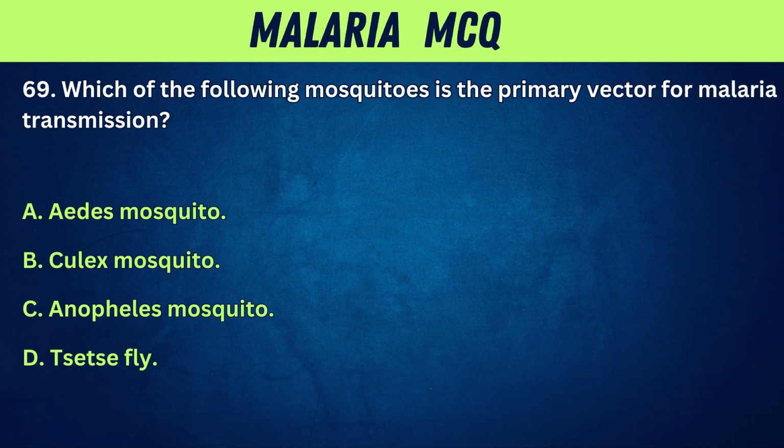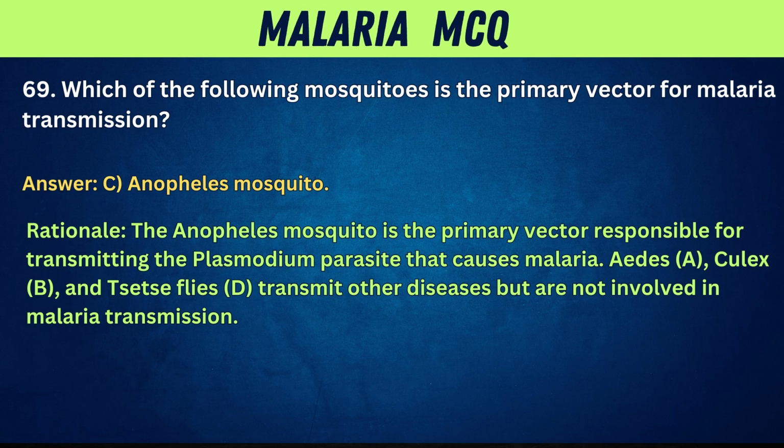69. Which of the following mosquitoes is the primary vector for malaria transmission? A. Aedes mosquito. B. Culex mosquito. C. Anopheles mosquito. D. Tsetse fly. Answer: C. Anopheles mosquito. Rationale: The Anopheles mosquito is the primary vector responsible for transmitting the Plasmodium parasite that causes malaria. Aedes, A, Culex, B, and tsetse flies, D, transmit other diseases but are not involved in malaria transmission.